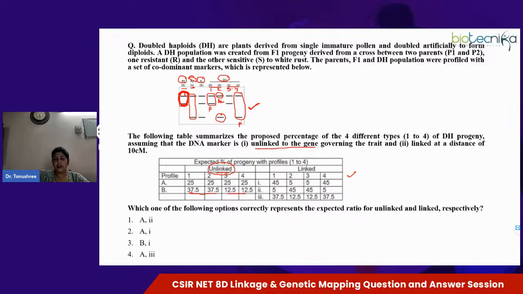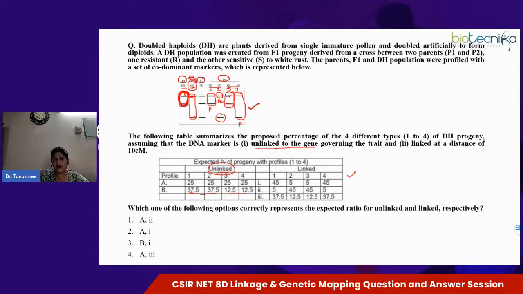Then here, if you look at the third one, you can see it is sensitive. So it should resemble parent 2. But we are not getting the gel profile as given for parent 2, right? You can see this is what the bands we should expect.